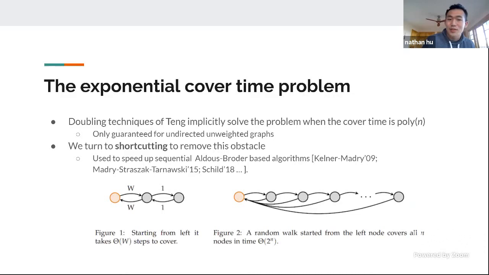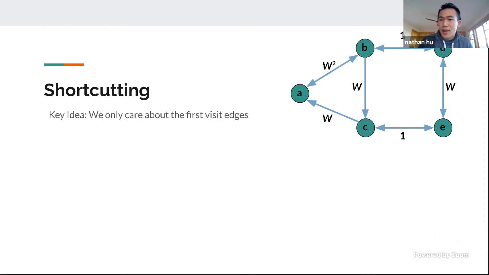So we need a third key building block, shortcutting, to remove this obstacle. The main idea behind shortcutting is that for Aldous-Broder's theorem, when we simulate our random walk, we only care about the edges which visit unvisited vertices. That means a large part of a random walk is not important to simulate, and we can ignore it. Concretely, imagine a random walk that's currently bouncing between vertices D and E. After D and E have both been hit, we don't care about our random walk until we finally exit this cluster. Thus, we want to fast forward our random walk until, when we finally leave, we determine whether we leave through edge DB or EDC.